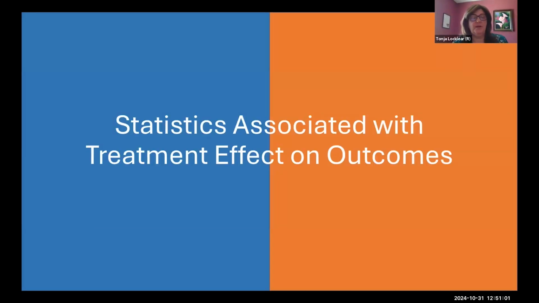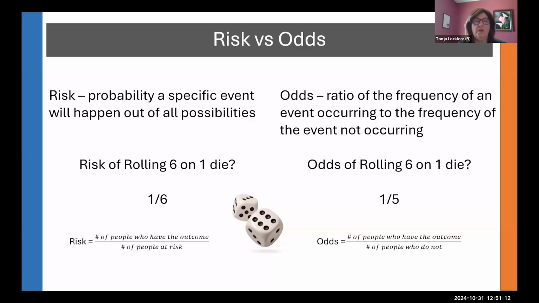Okay, so now we're going to jump from hypothesis testing and the types of statistical tests that we would use into statistics associated with treatment effect of outcomes. And we're going to talk a little bit about risk versus odds. I've always liked this example just because it's a very quick and easy example to explain the difference between risk and odds. So the risk is the probability a specific event will happen out of all possibilities. So if you want to know what's the risk of rolling a 6 on a single die, then it's 1 chance out of 6. So that's what the risk is.